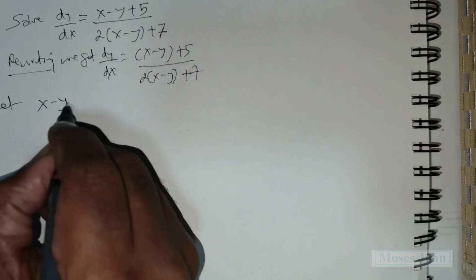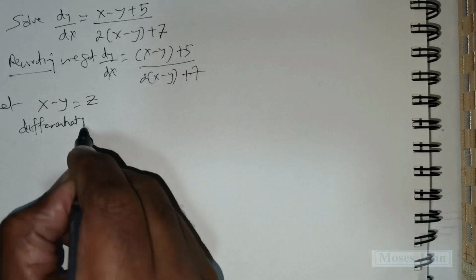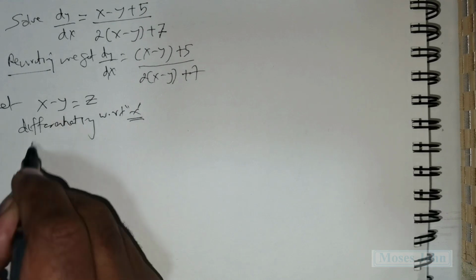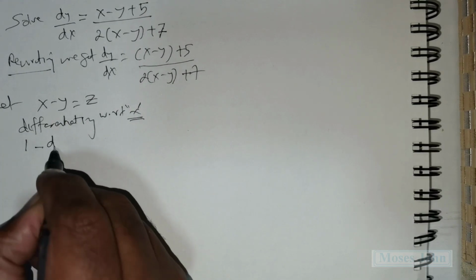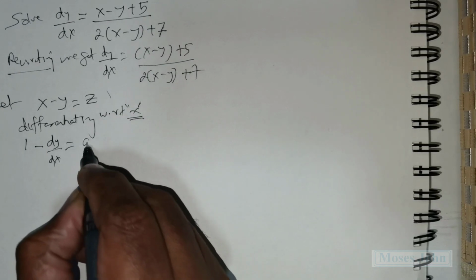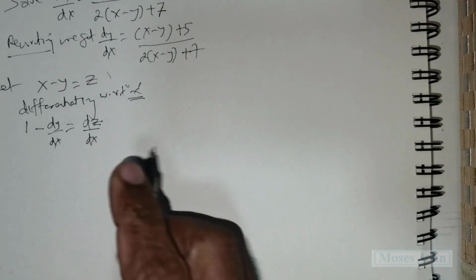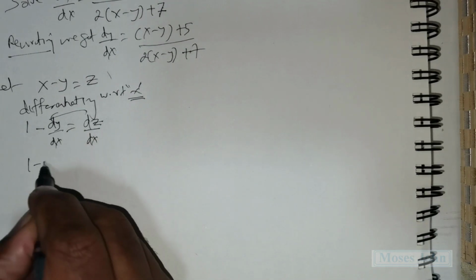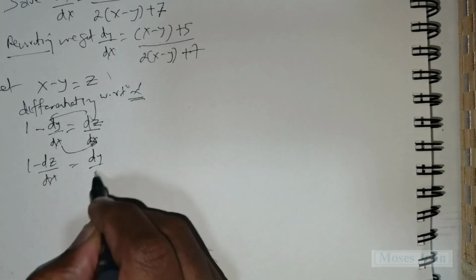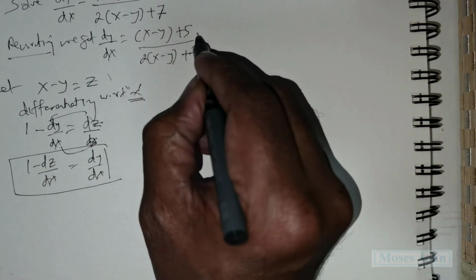Now I'm going to take x − y to be equal to z, and then differentiate with respect to x. The differential of x is 1, the differential of y is dy/dx, and the differentiation of z is dz/dx. Now I'm going to move dz/dx to the left and dy/dx to the right. This is the substitution that will go into equation 1.